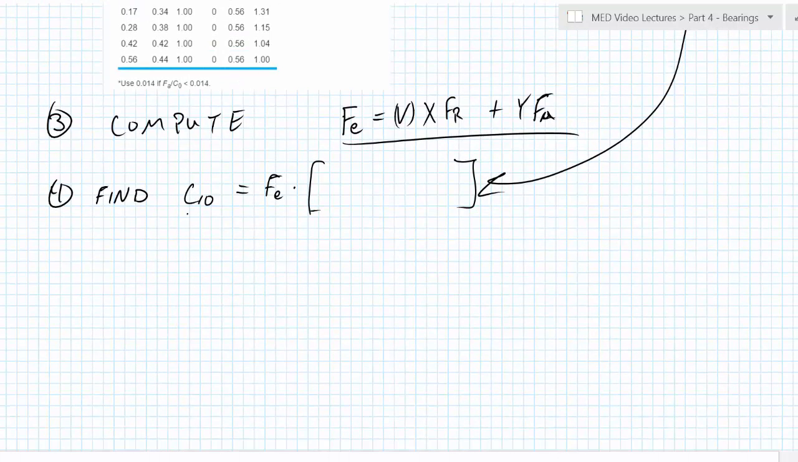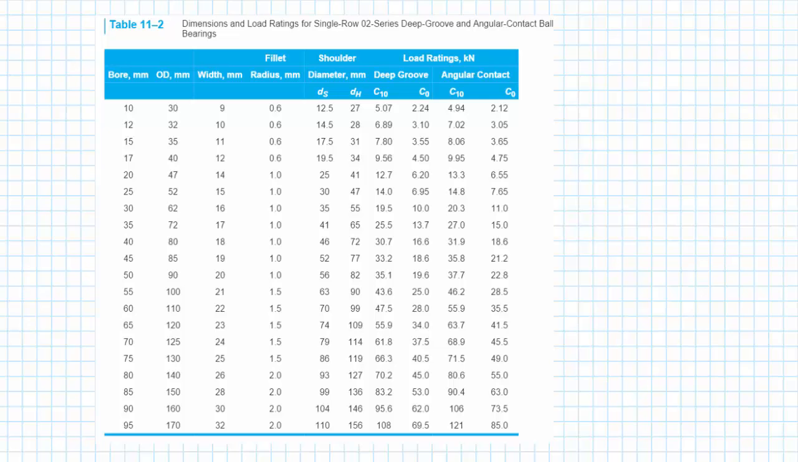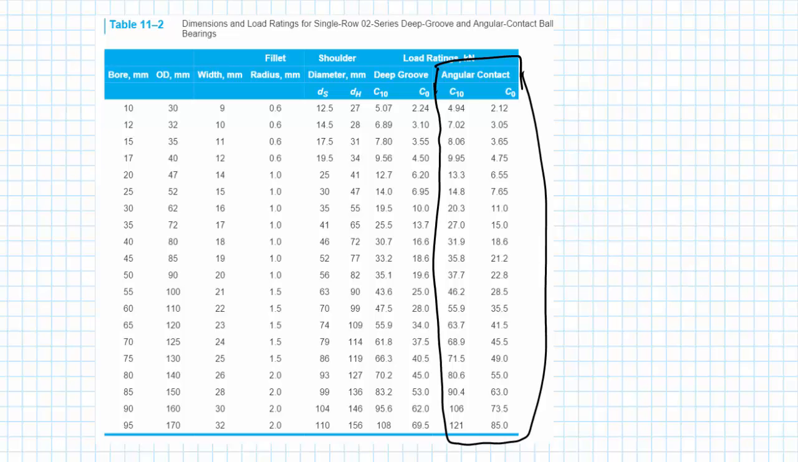And that will get us a C10 value, a minimum, and we'll need to look at our angular contact ball bearings to find a C10 that will work for us. So we'll look at this table under angular contact ball bearings, and we will find ourselves a C10 that will work. So for example, 31.9. We found a C10 of 30. The one that will work for us is the bearing of 40 millimeters that supports a load of 31.9. All right, that's just an example.